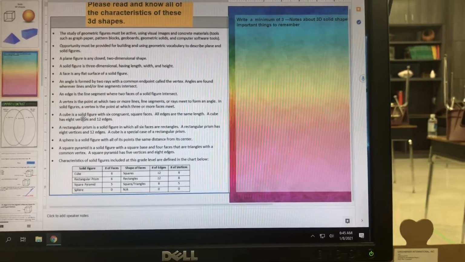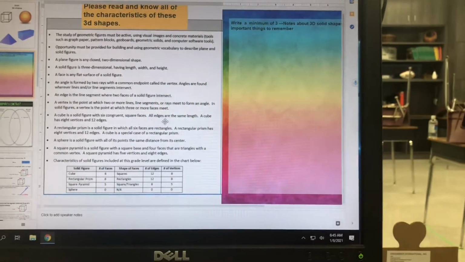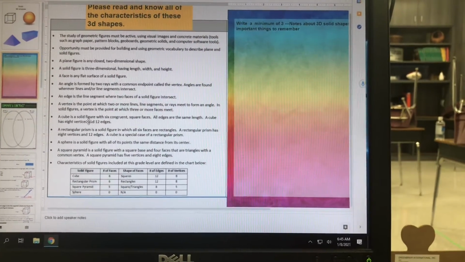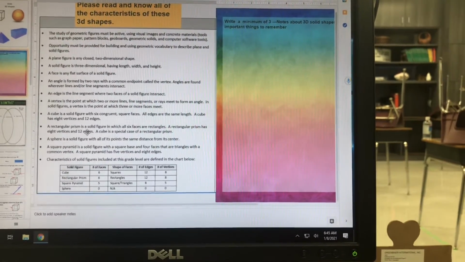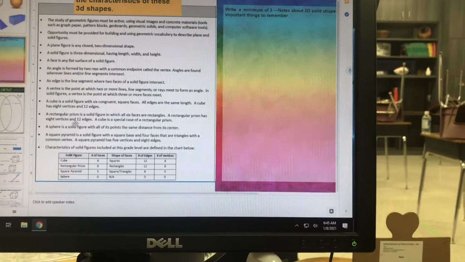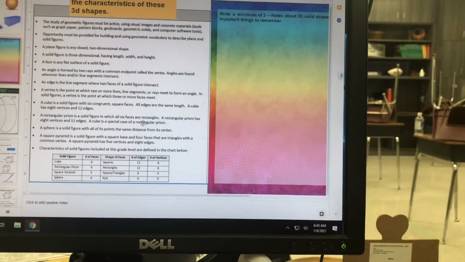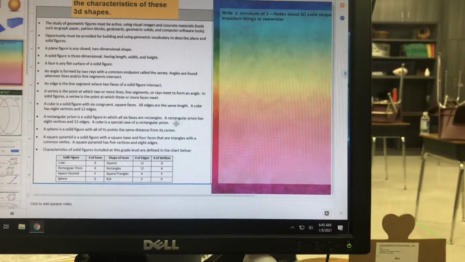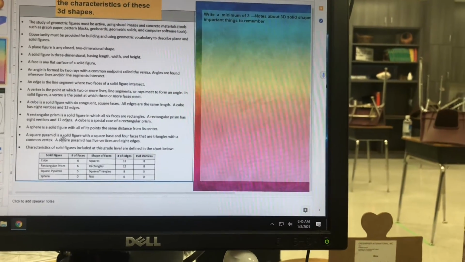Cubes, we talked about those. Those are solid figures with 6 congruent square faces. All edges are the same. A cube has 8 vertices and 12 edges. Talked about that regular rectangular prism. It's a solid figure that has 6 faces. Rectangular prisms have 8 vertices and 12 edges.